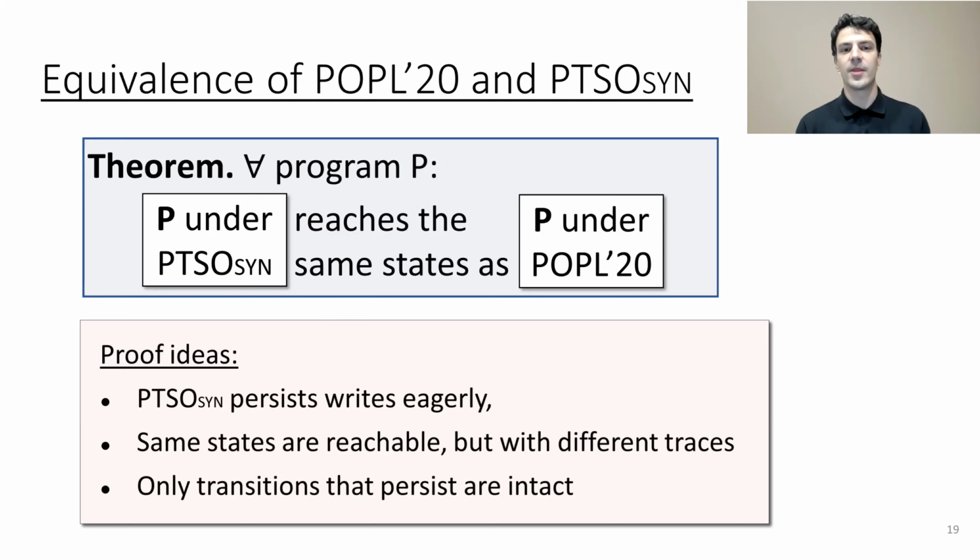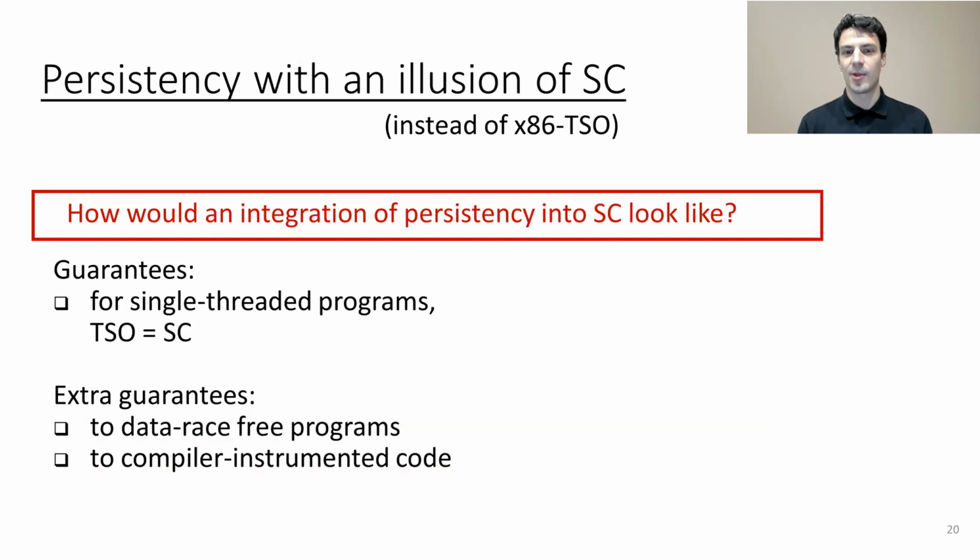So with this theorem proven, we have the POPL 20 model equivalent to the PTSOSYN model, and we can proceed to exploring sequential consistency. Of course, the base question is, what does it even mean to have this persistency with an illusion of sequential consistency? Which formal model does it correspond to? How do we write this down? Well, there are several boxes that we might want to check.